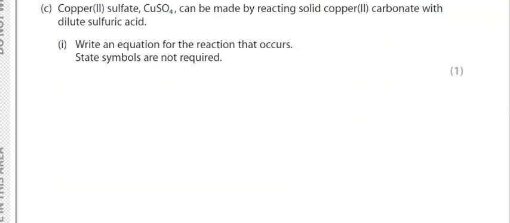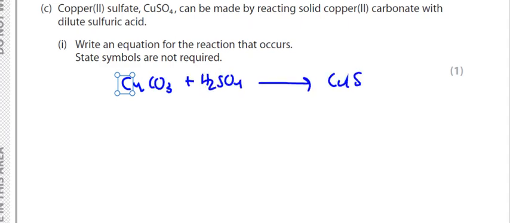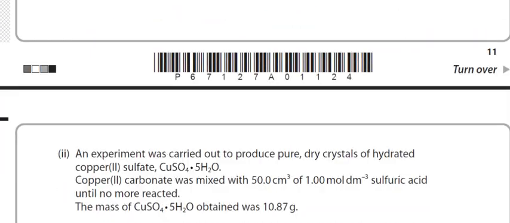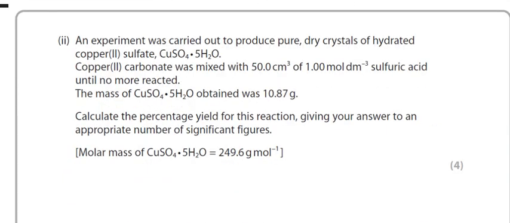Question 2. Copper 2 sulfate can be made by reacting solid copper 2 carbonate with sulfuric acid. Let me write the equation. Copper 2 carbonate reacting with sulfuric acid, you get copper 2 sulfate. This is carbonate reacting with acid, so you get carbon dioxide plus water. Make sure it's always balanced when you write equations, and state symbols are not required, so don't need to worry about it, right? So that's the equation. Always carbonate reacting with acid, you get salt, carbon dioxide plus water.